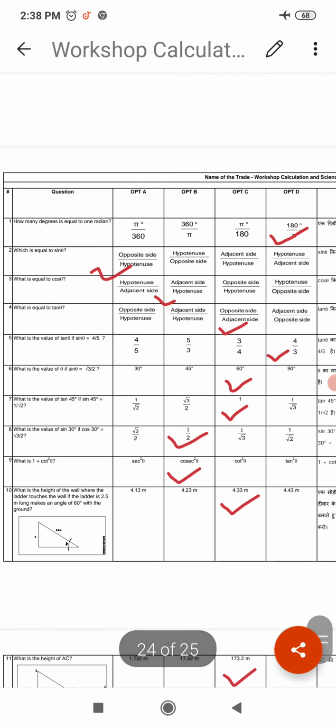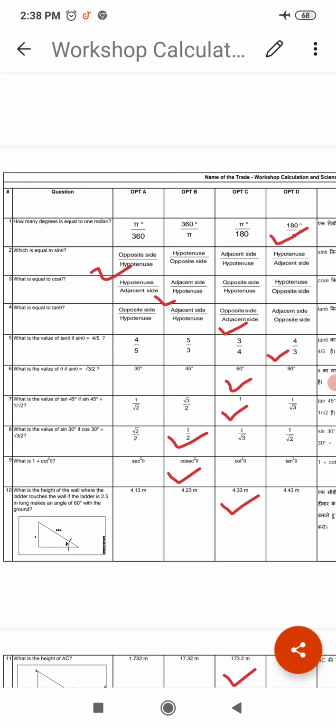Next question. How many degrees is equal to 1 radian? It's 180 degree by pi. D option. Which is equal to sin theta? Opposite side divided by hypotenuse. What is equal to cos theta? It is adjacent side upon hypotenuse. What is equal to tan theta? It's C. Opposite side divided by adjacent side.